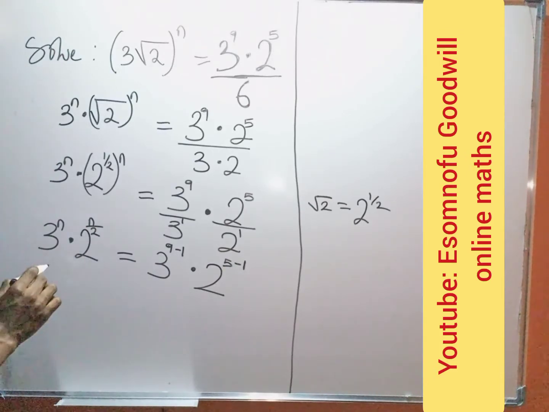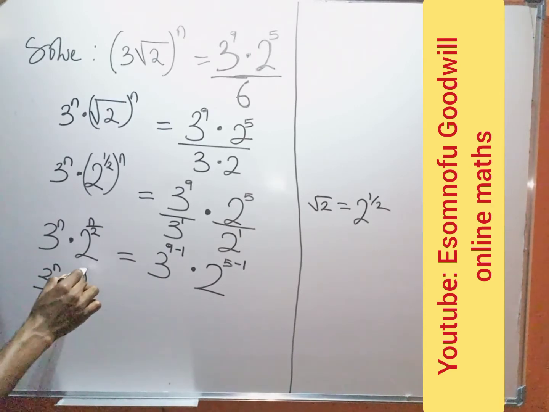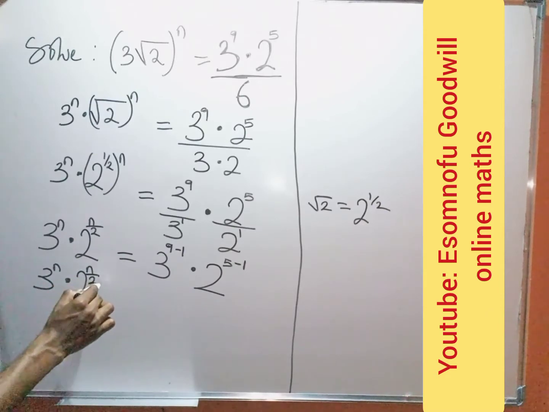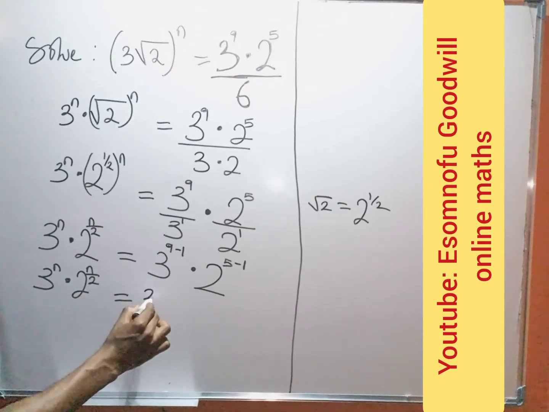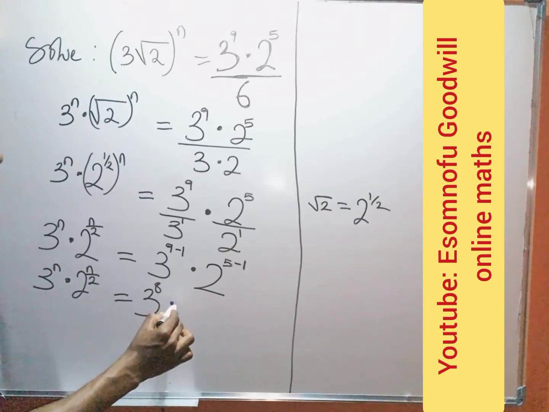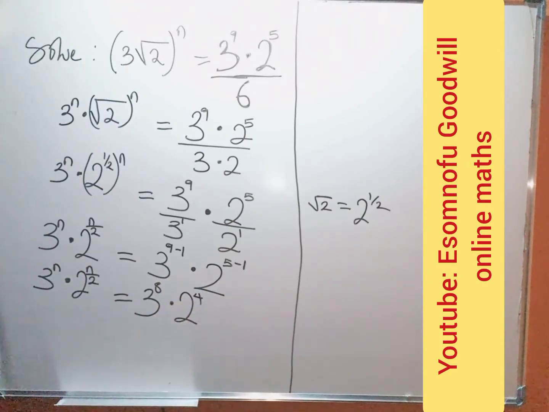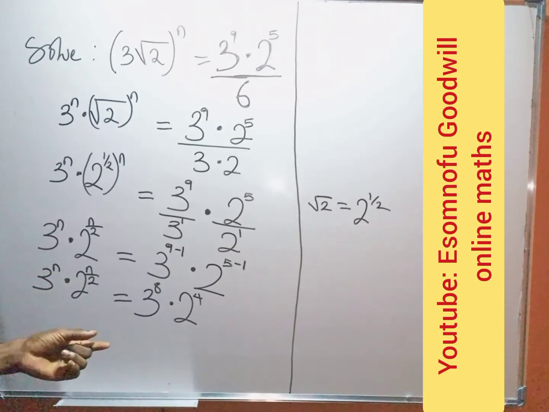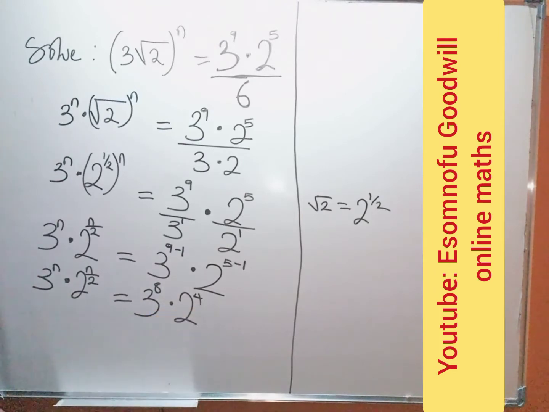Now I have an equation like this: 3^n times 2^(n/2) is equal to, 9 minus 1 is 8, so 3 raised to the power of 8 times 2 raised to the power of 4.